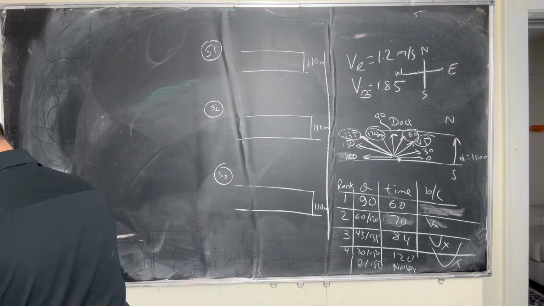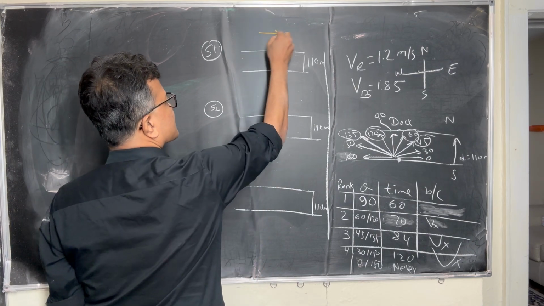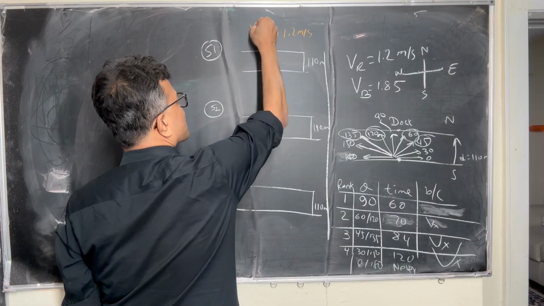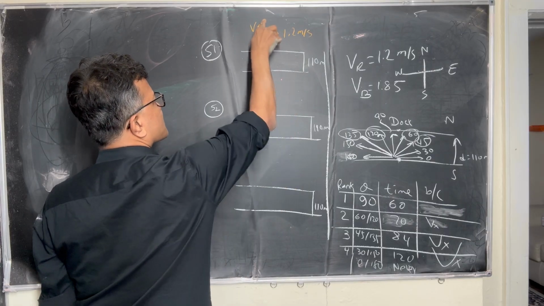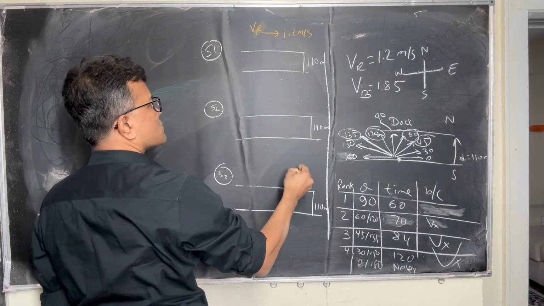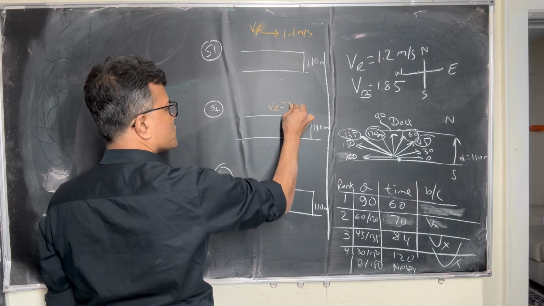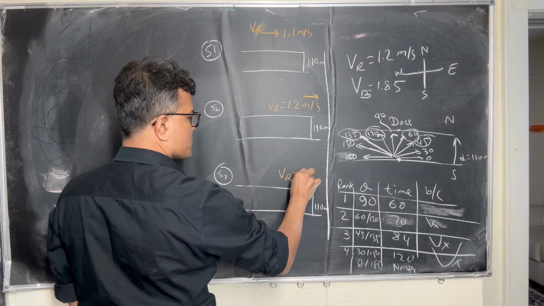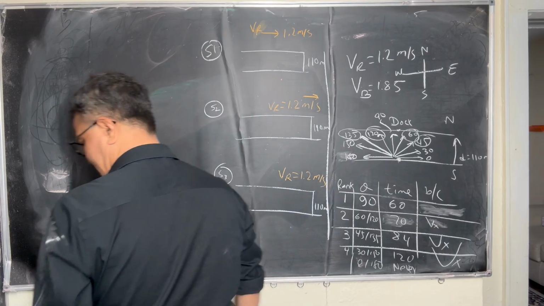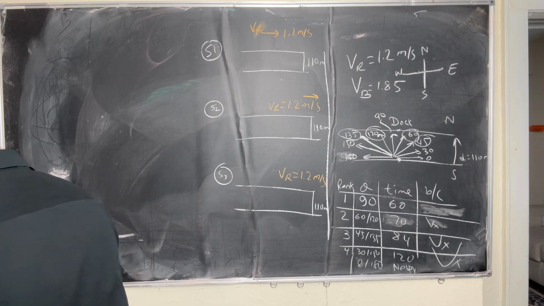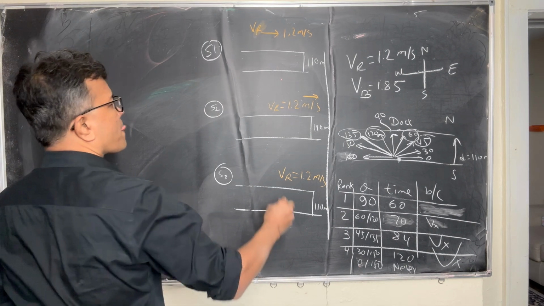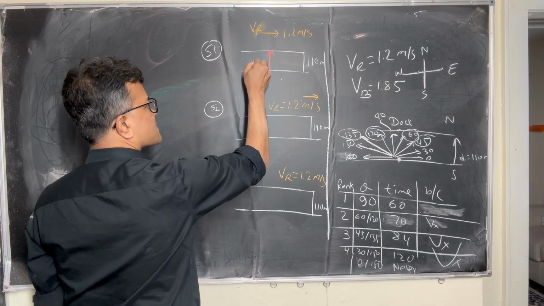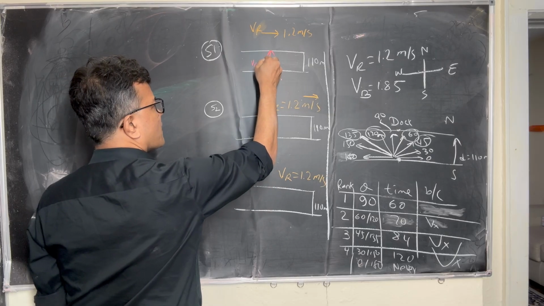The velocity of the river is 1.2 meters per second. The velocity of the boat is the same, but the angle is not. So the angle is 90 degrees over here. So this is the velocity of the boat, which is 1.85.